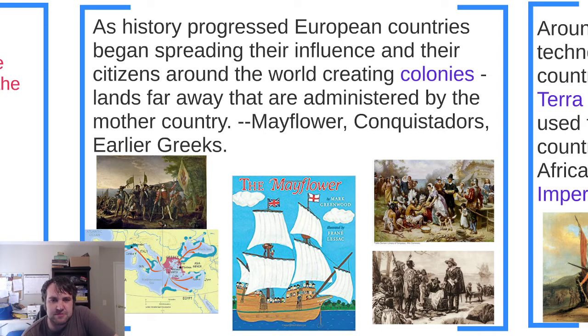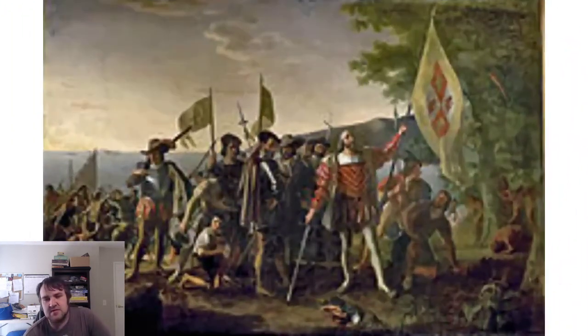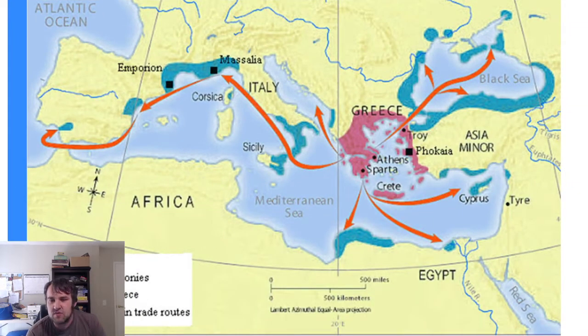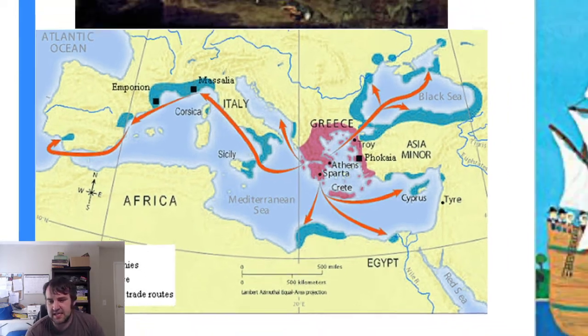So let's check it out. Colonies. Here's, I think this is Christopher Columbus claiming Hispaniola for Spain. One of the first things he did was he built Santo Domingo. Was the city called that? I think it was called that at the time. And he built a city and encouraged people from Spain to come there, and they made it kind of an extension of Spain. Here's the Greeks spreading their love all over the Mediterranean and Black Sea.